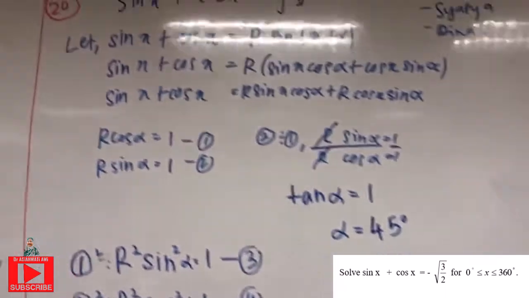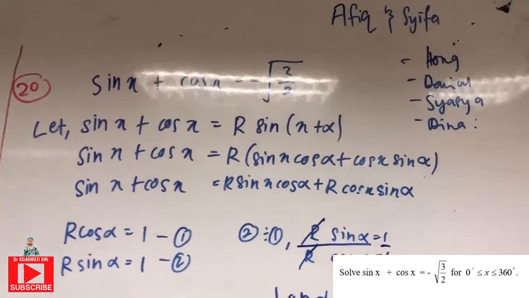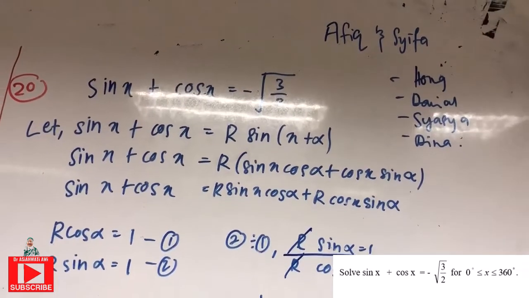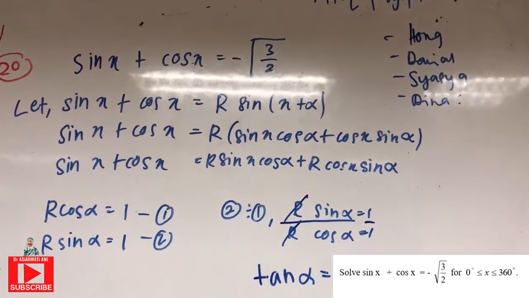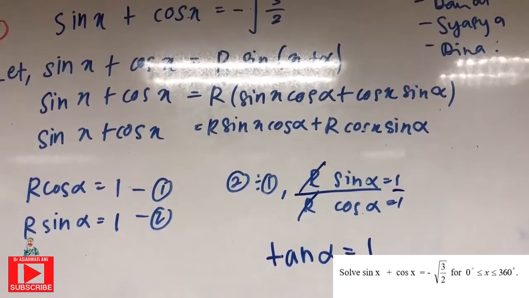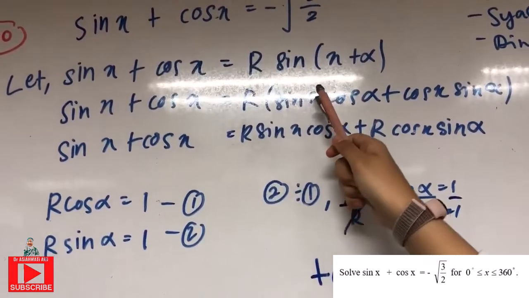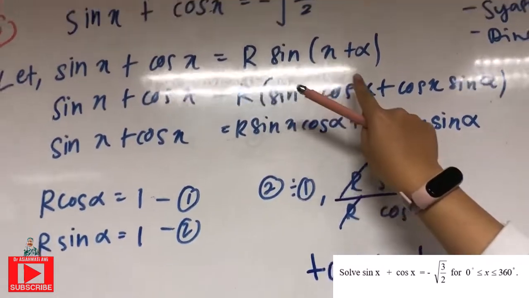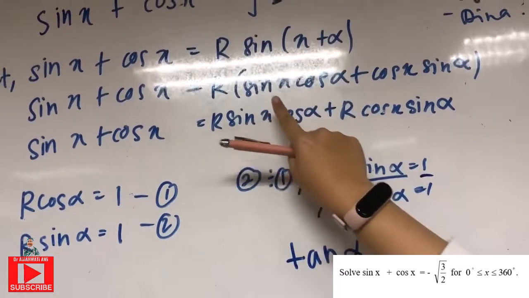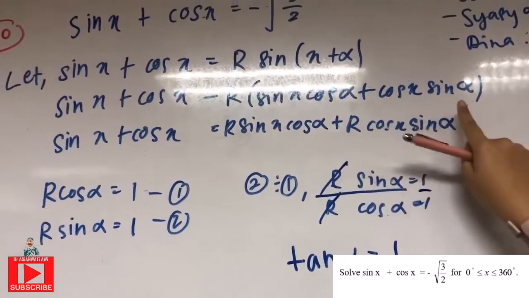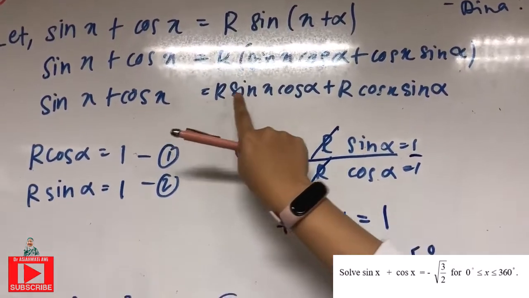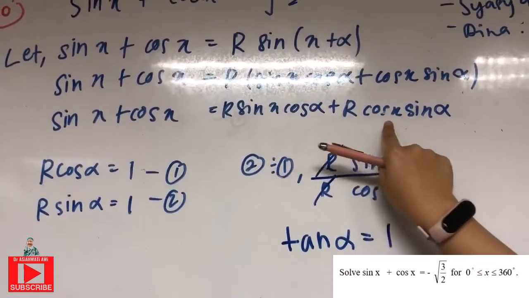Nombor 20, dia kata solve sin x plus cos x equals to negatif square root 3 over 2 for range 0 dengan 360. Lepas tu first of all kita ambil dulu sin x plus cos x, kita buat dalam bentuk R sin (x plus alpha). Dan ni kita expand dia jadi sin x cos alpha plus cos x sin alpha. Kita expand jadi R sin x cos alpha, R cos x sin alpha.